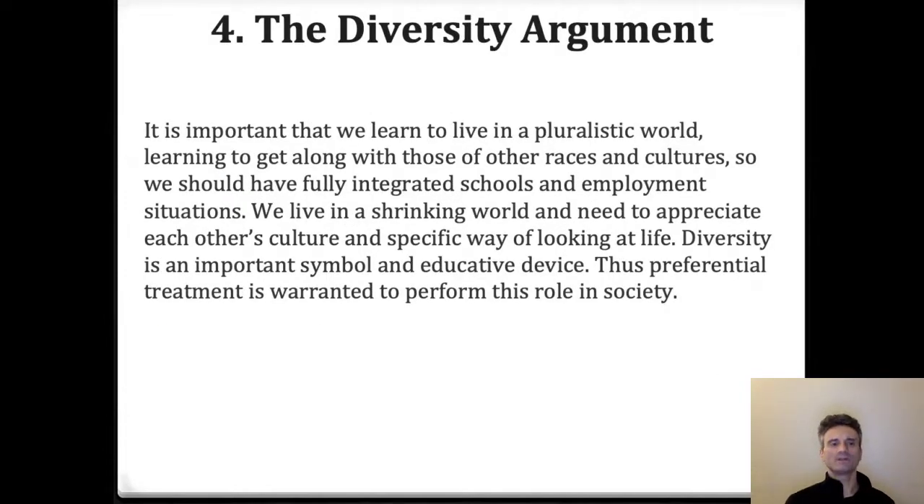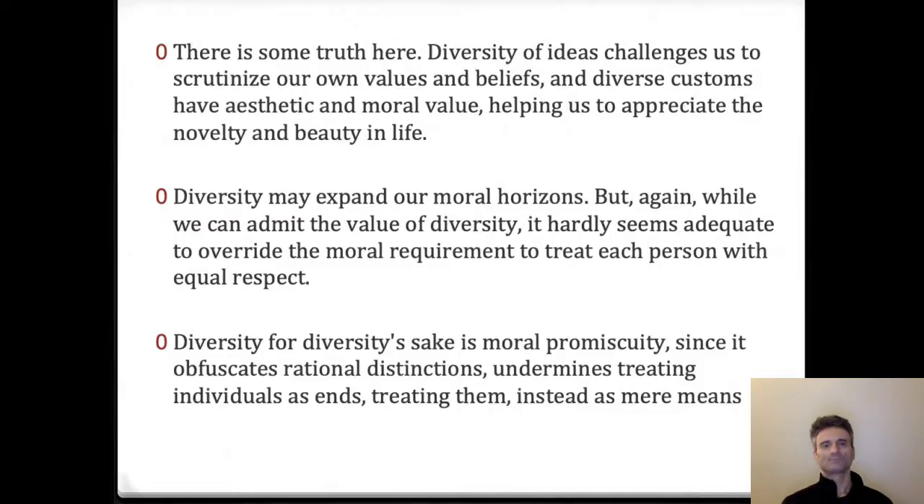All right, the fourth argument is the diversity argument. You need diversity in a hospital, you need diversity in a college, in a school, anything, because the world is better if we have diversity. Diversity, for one thing, forces you to open your mind, to understand that there are other cultures, other people, and they think differently. And so that's beautiful to have diversity. As Pojman points out, diversity expands our moral horizons.